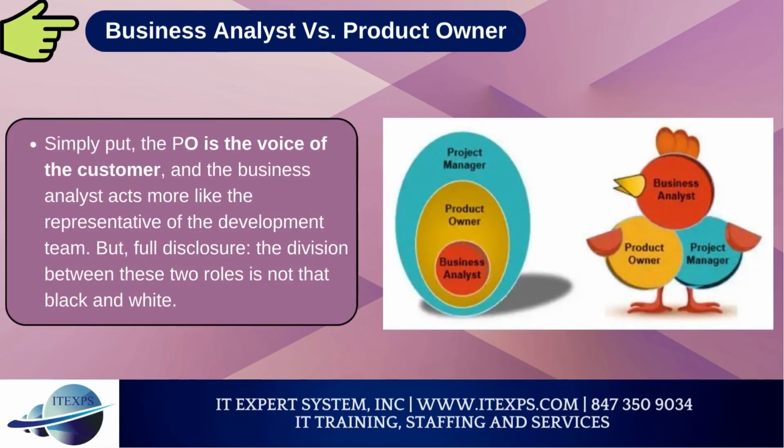Business analyst versus product owner. Simply put, the PO is the voice of the customer, and the business analyst acts more like the representative of the development team. But, full disclosure, the division between these two roles is not that black and white. The PO is more business and customer oriented, while the BA is often more tactical and focused on the project. But given the training and skills of a typical BA, they are usually also qualified to undertake some of the tasks of the PO. This includes most of the backlog management functions, breaking large stories into smaller ones, modeling workflows and data, defining business rules, and addressing non-functional requirements. For that reason, these two roles often overlap.